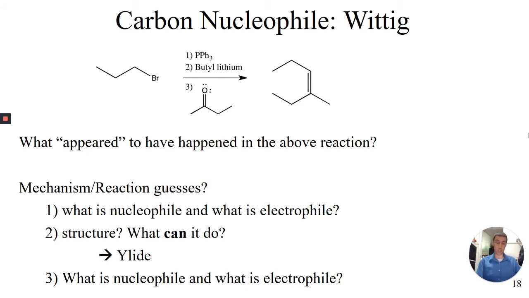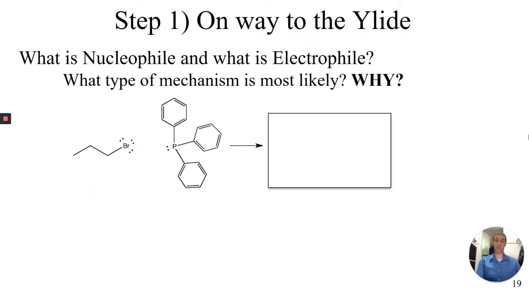So let's go ahead and start it off with the simplest of them. If my technology would work for once. And we're going to start forming this fancy thing called a ylide, and we'll address what that is when it shows up. So first step, nucleophile, electrophile. What is the most likely thing to happen here? And we want to address the why.